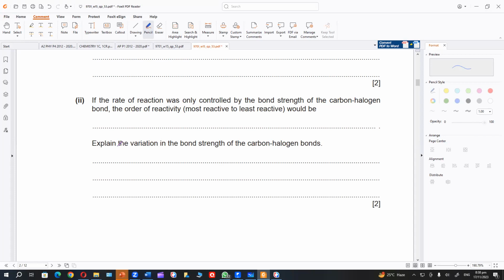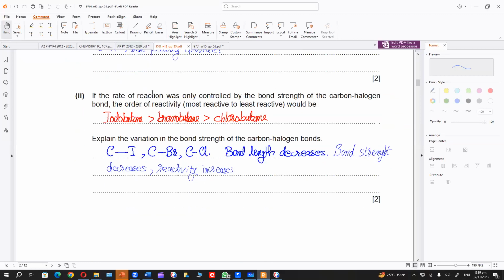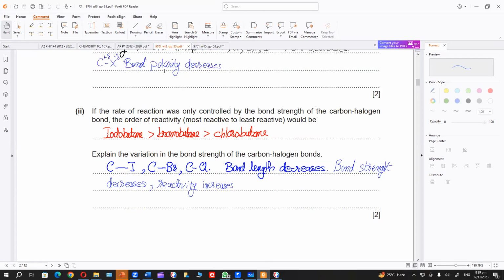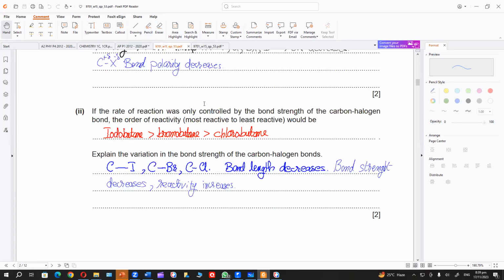We should say that the ionic radius of the halogens increases down the group, so there will be a longer bond with iodine and bromine than, let's say, with chlorine. So the bond strength decreases. The C-I bond length increases, so the bond strength decreases, so reactivity increases. While the previous thing was predicting that the bond polarity decreases, so reactivity decreases.